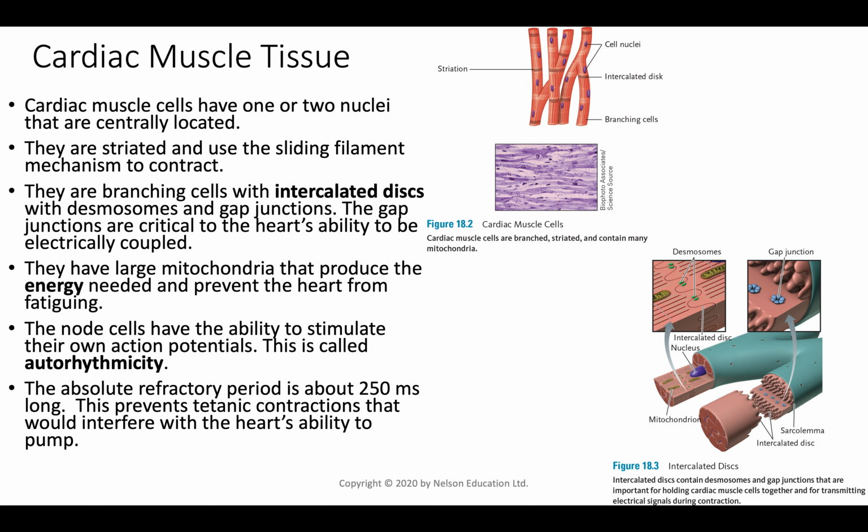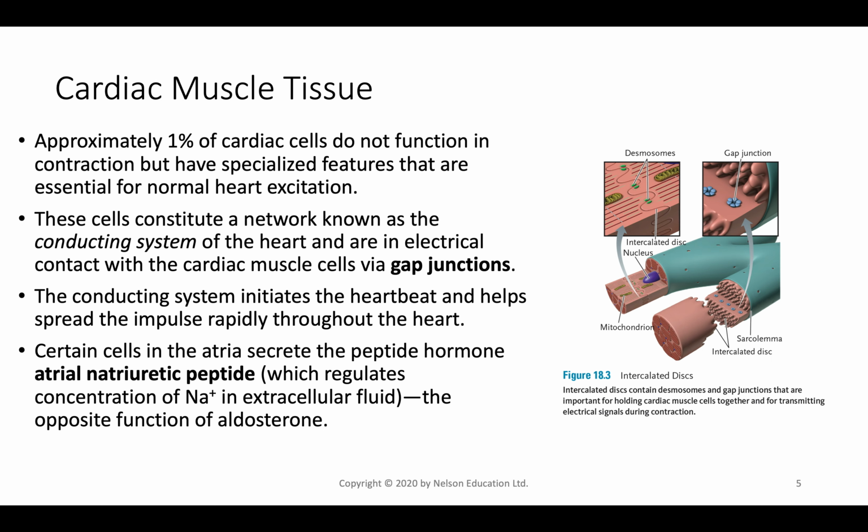And we have a specialty time frame called the refractory period. It's an absolute refractory period. That means that we cannot initiate a secondary impulse so that we don't end up with tetanic contractions. So essentially what we want to make sure is that we have a lull before the next beat. That's an absolute refractory period so that we don't end up with an inability of the heart to pump. We want it to actually stay in this nice rhythm. Now, we do have a small percentage of the cardiac cells that are not involved in contraction.